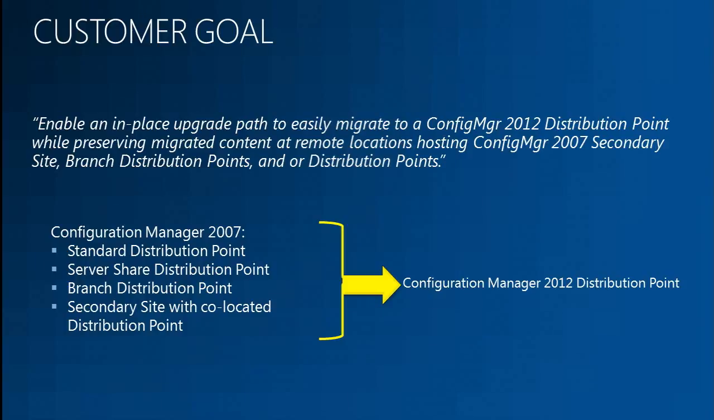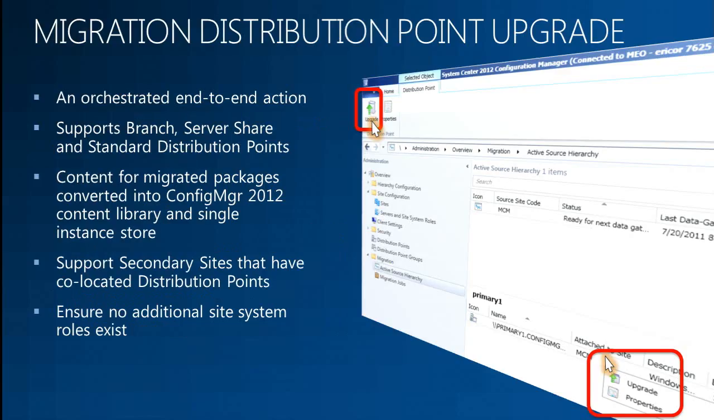We'll get you to a 2012 distribution point. What we have built into the console is an orchestrated end-to-end action where all you have to do is create a migration distribution point upgrade job. Very similar to what I demonstrated before: if you create a migration job to migrate an object, we're just doing that for a distribution point at this period of time. So this supports branch, server share, and standard DPs.